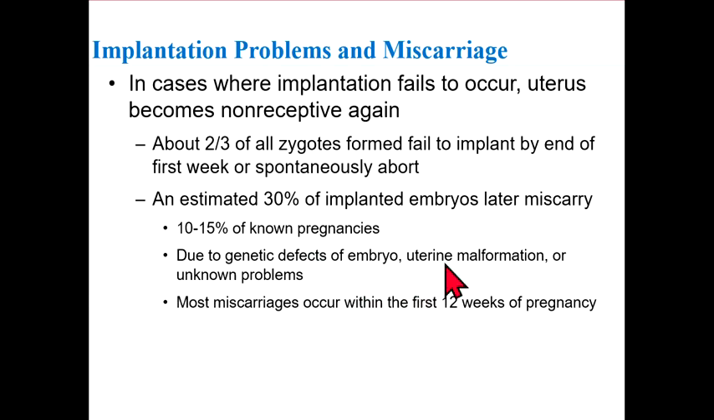There could be other reasons: uterine malformation, a number of unknown problems, but most miscarriages will occur in the first 12 weeks of pregnancy. The term miscarriage is used up to 20 weeks. After 20 weeks, it's called a stillbirth.